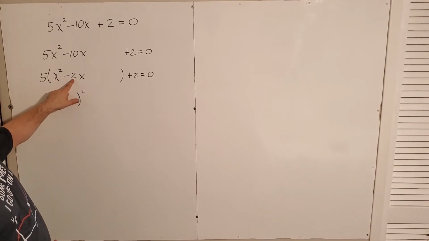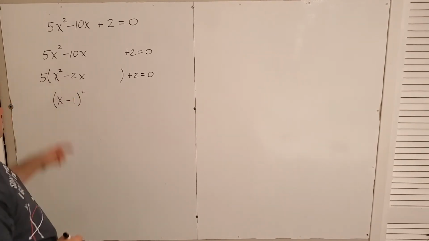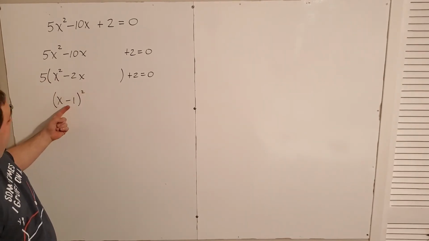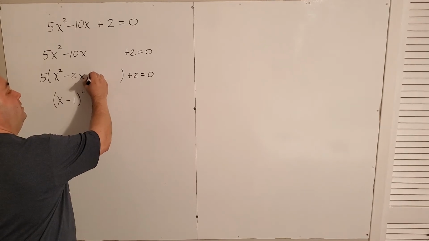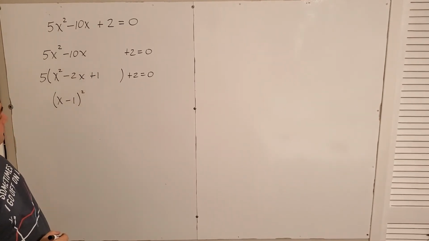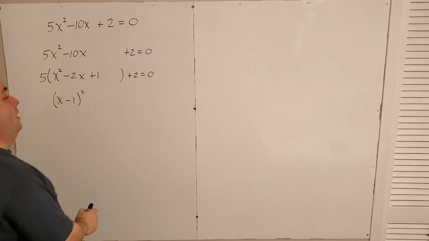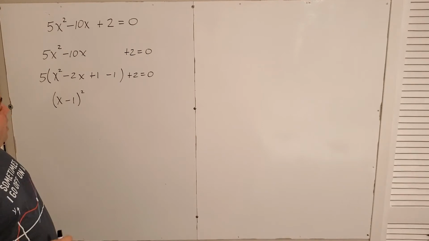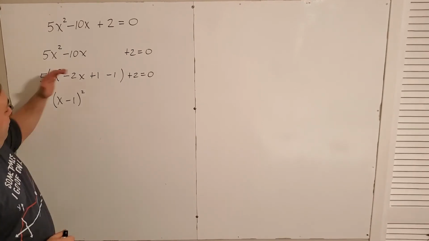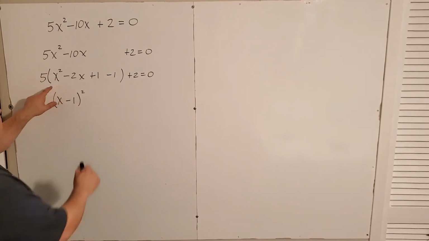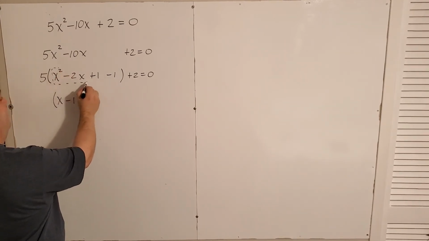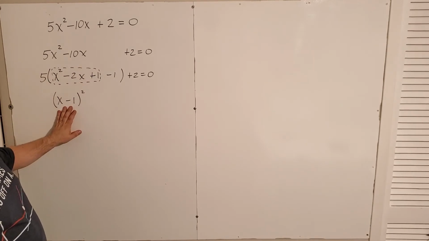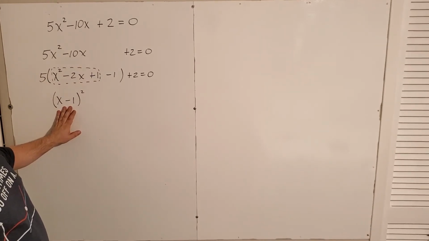Half of the negative 2 is negative 1, right? So I take half. Then I square. Negative 1 squared is plus 1. But of course I can't just put plus 1. I have to balance it out with a minus 1. All right. So the good news is I've already got my factoring done right here, right? These 3 pieces are already accounted for right here. Okay?